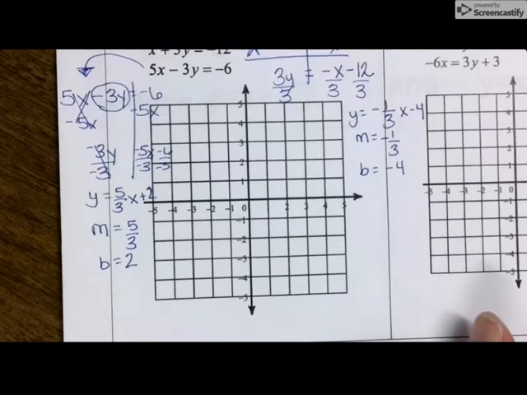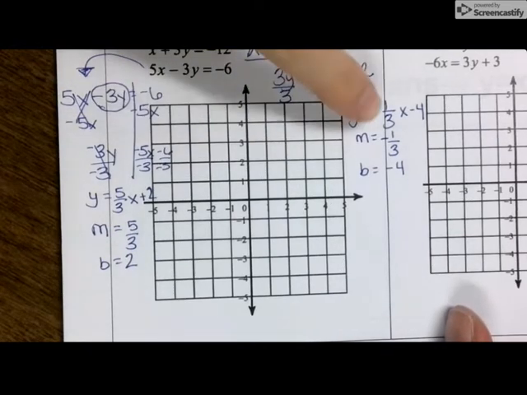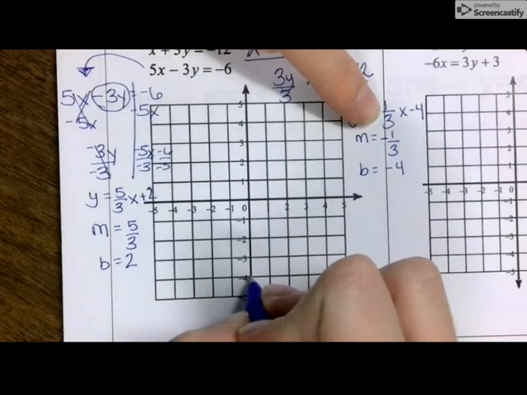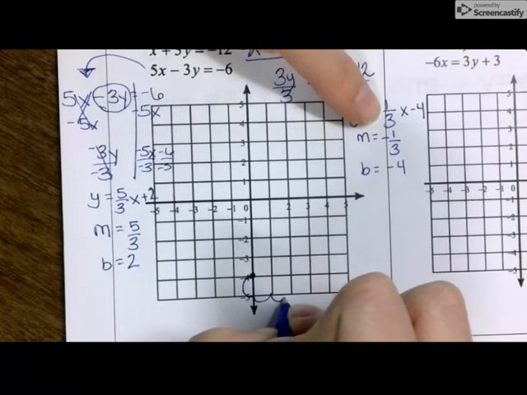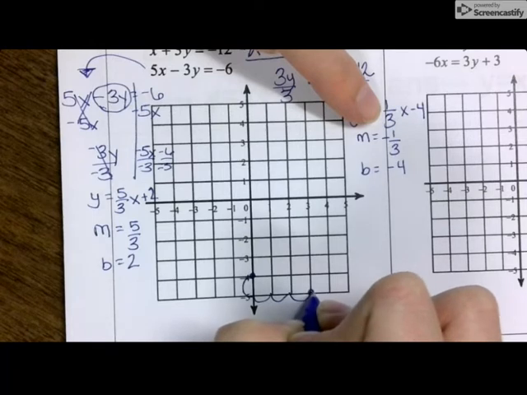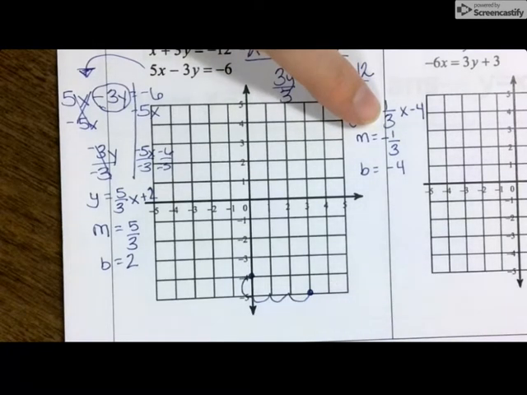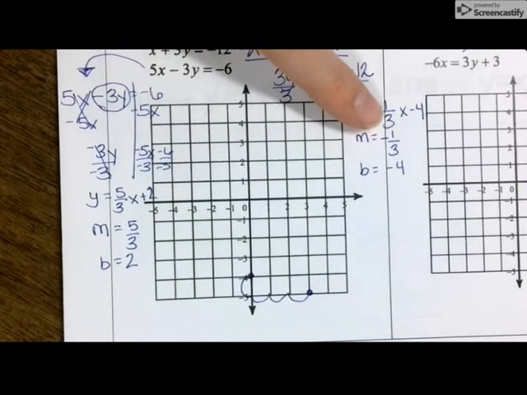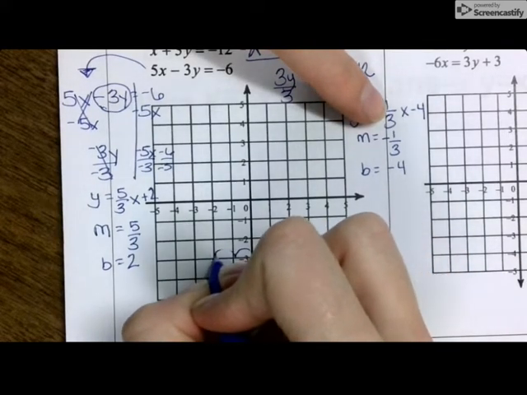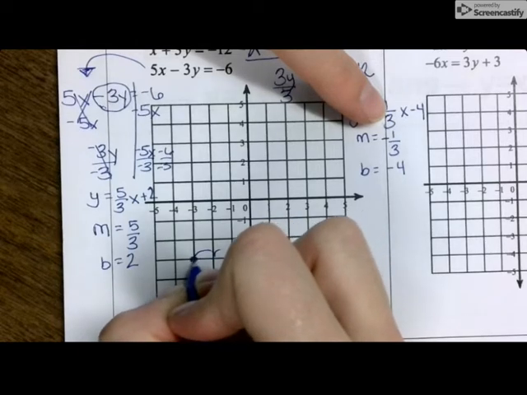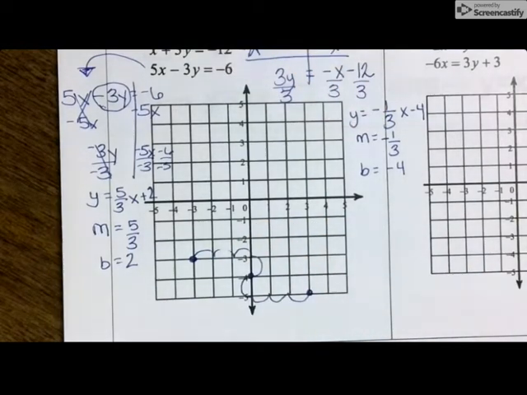It doesn't matter which one you plot first. I'm going to do this one. So I'm going to plot it at negative 4. I'm going to go down 1 box, right 3 boxes. I don't think that they're going to intersect there. So I'm also going to go up 1 box and left 1, 2, 3 boxes, just to make sure.